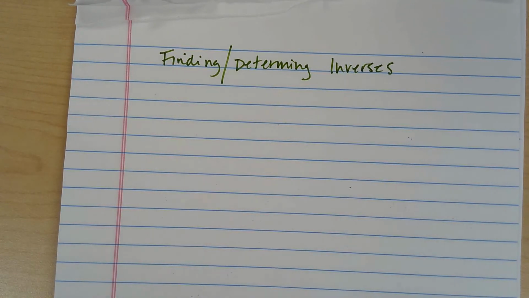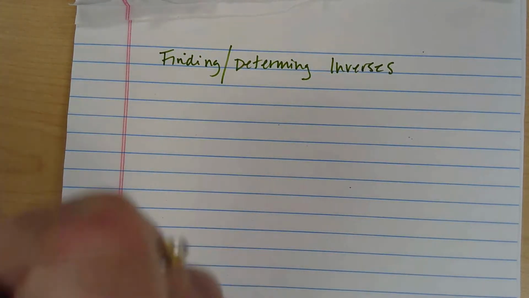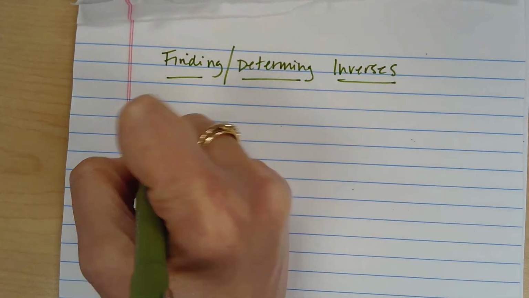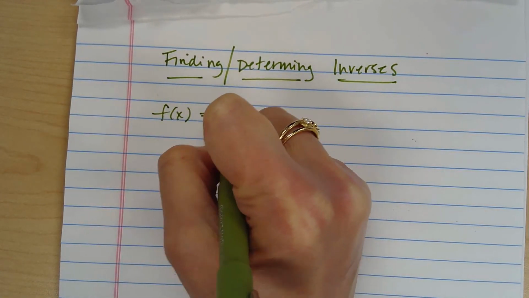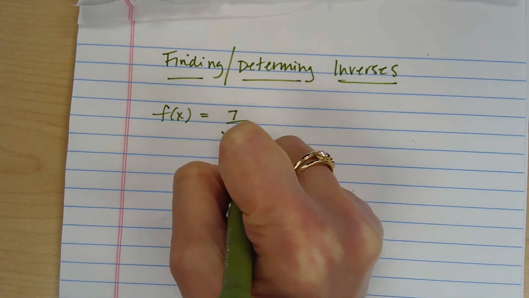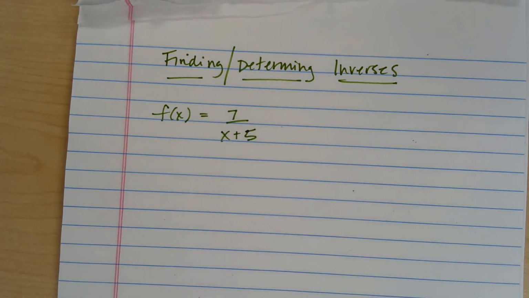So let's chat a little bit about how to do this. Let me give you a function. Let's go with f of x equals, let's just do something kind of basic, 7 over x plus 5. Let's start by graphing it.